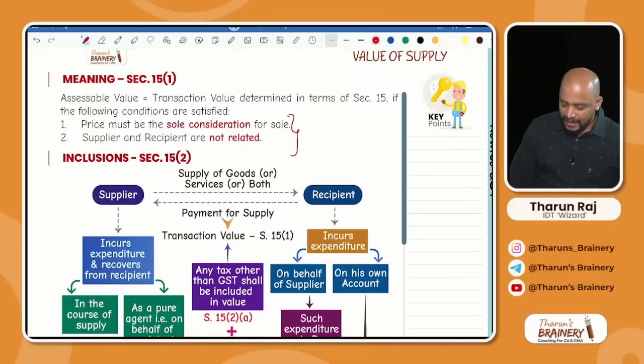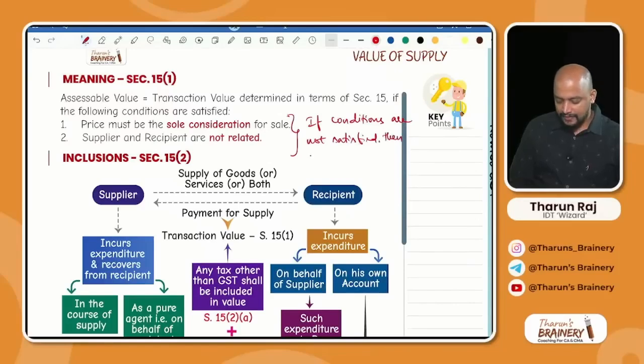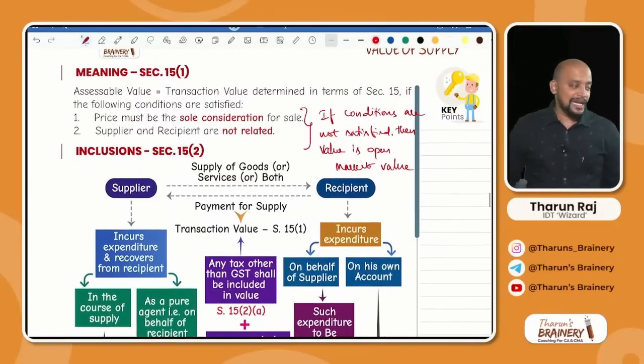You just write down. So if these conditions are not satisfied, then the value is the open market value, or the fair market value, that should be taken, because in some questions they have given related parties, they will give transaction value also, they will give open market value also, but we need to take open market value.